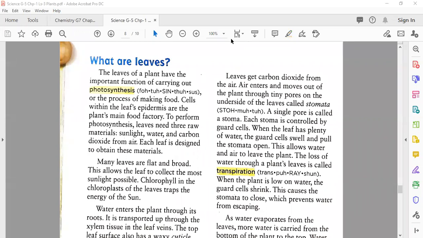This is your lesson number 3, chapter number 1. We are on page number 54, the textbook page number 54.